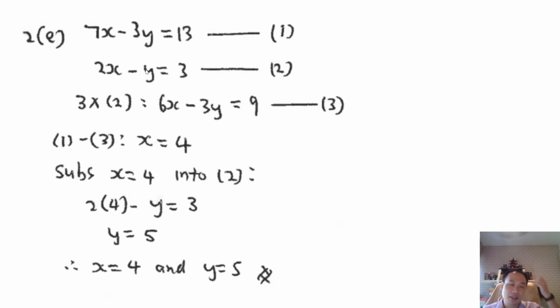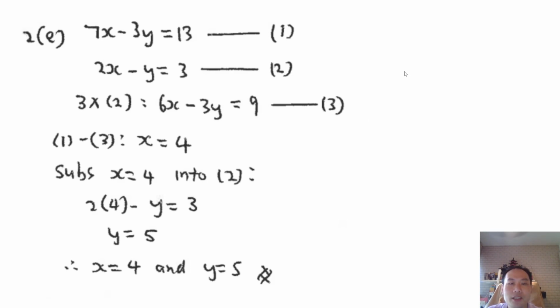By doing that, we will have negative 3y in equation 1, and after that we will get negative 3y in equation 2 as well. I'm going to put 3 times equation 2. 2x times 3 gives us 6x, negative y times 3 becomes negative 3y, 3 times 3 becomes 9. This equation over here, I'm just going to call it equation 3.